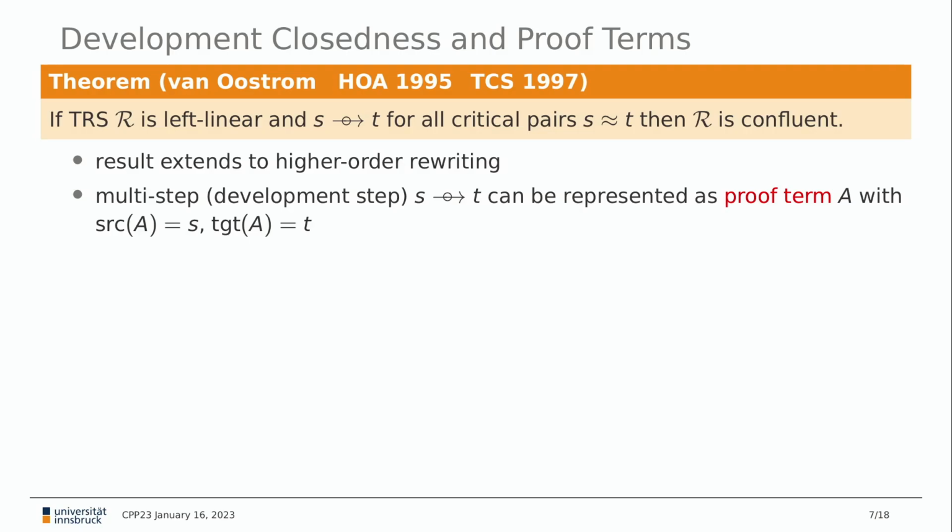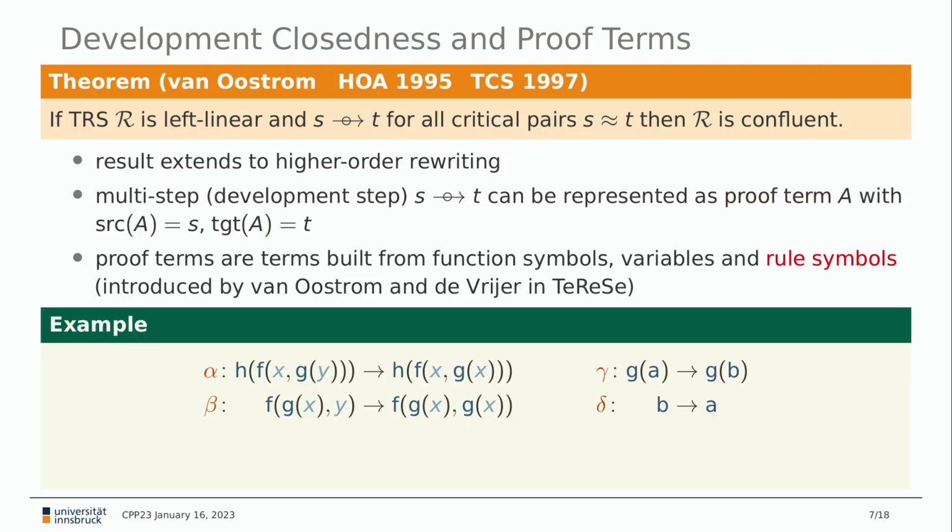And the idea is that every multi-step can be represented as a proof term, and every proof term corresponds exactly to one multi-step via this relation. So the source of the proof term is exactly S, and the target is exactly T for a multi-step from S to T. And how this works, we can again look at an example. So proof terms are just first-order terms built from function symbols and variables as usual. But now in addition, we add rule symbols, which are in our case these Greek letters here. So alpha, beta, gamma, delta are rule symbols. And they are used like function symbols.